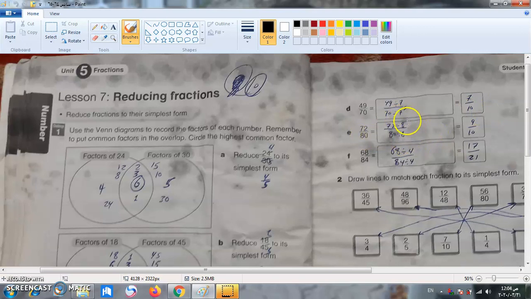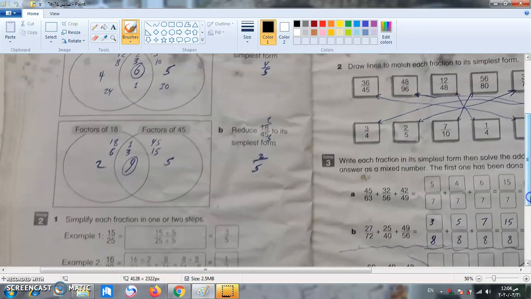The highest common factor here is 8, so 72 divided by 8 equals 9, and 80 divided by 8 equals 10, so it will be 9 over 10. 68 over 84 we will divide also by 4, so it will be 17, and 84 divided by 4 will be 21. So the simplest form is 17 over 21. Very good. And now he would like to draw lines to match each fraction to its simplest form.